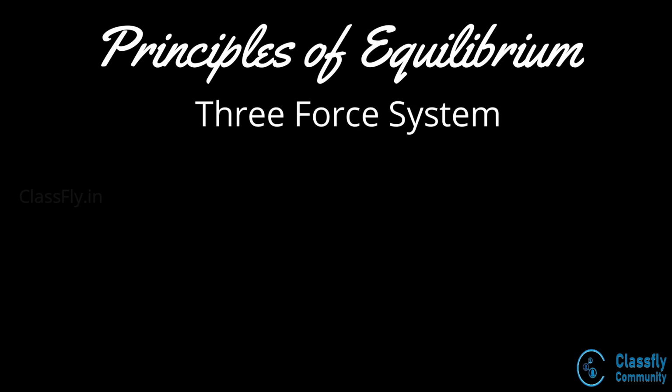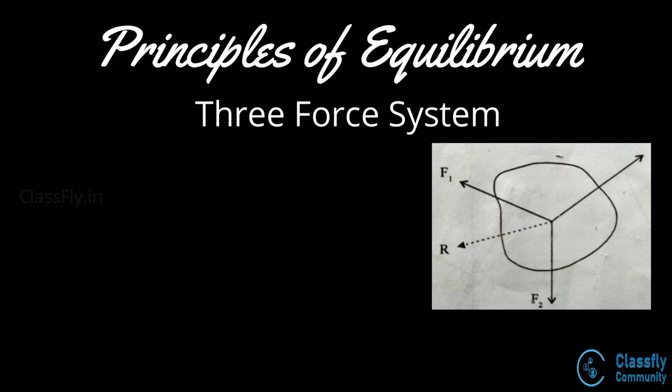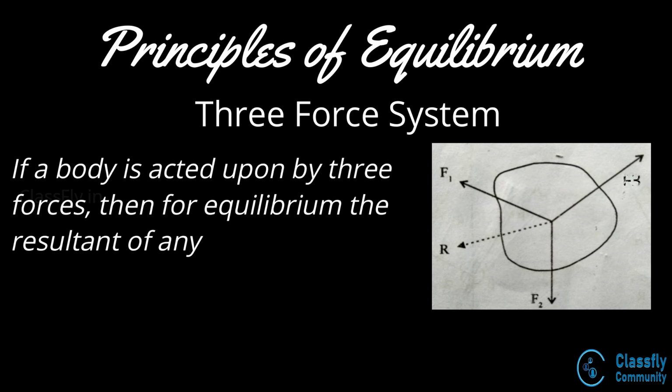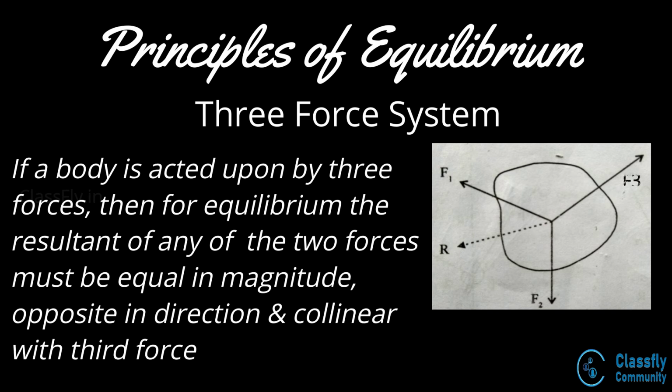Next, the three-force system. It is a system in which three forces simultaneously act on a point of the body. This principle states that if a body is acted upon by three forces, then for equilibrium, the resultant of any two forces must be equal, opposite and collinear with the third force. This means that when three forces act on a body, the resultant of two forces should be equal and opposite to the third force and also collinear to it. Hence, this brings about the condition of the two-force system, which ultimately leads to equilibrium.